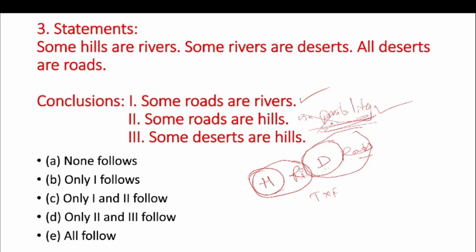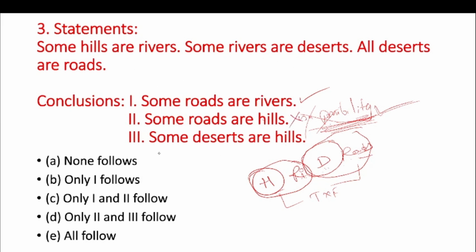So if the word possibility is given and we have a confusion like this, meaning it can be possible or not, we will check it as true. That means we have to consider it true. If the word possibility is not given, then we have to follow only what's given in the conclusion. So some roads are hills. That cannot be derived from the given statements. So it's not true.